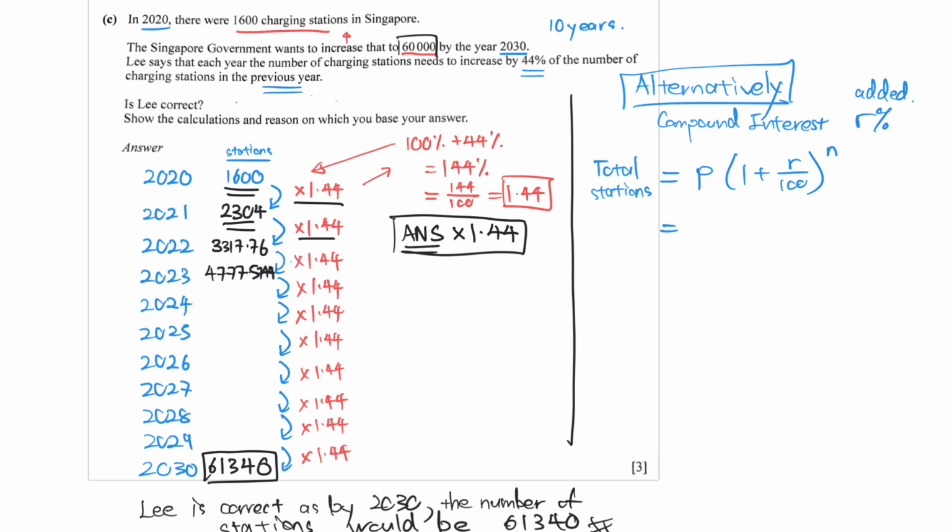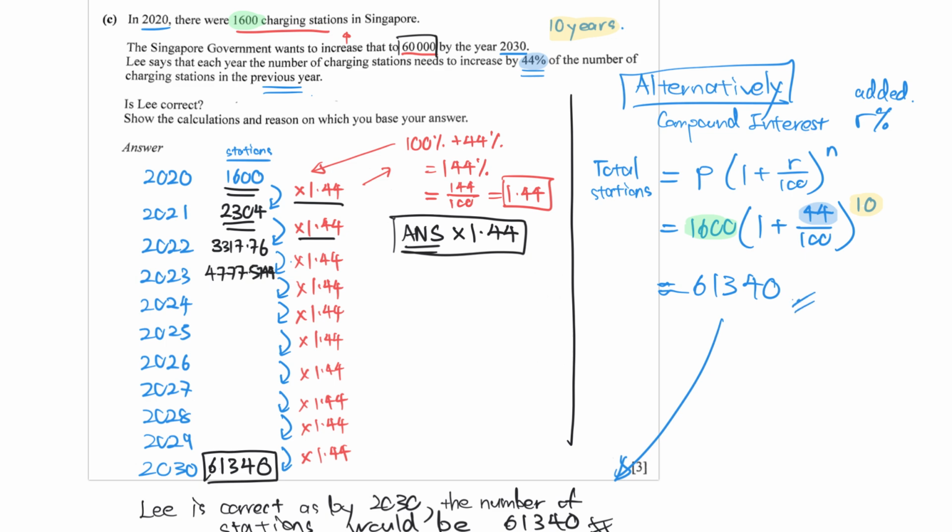So the working is simply 1,600, 1 plus 44% for 10 years. So I repeat one more time. First, we started off with 1,600 charging stations. Every year, I am going to add 44%. It's like a super high interest rate, and I'm doing it for 10 years. So with that, it's a shortcut method, so to speak. You would get your 61,340 approximately, and you would come to the same conclusion.